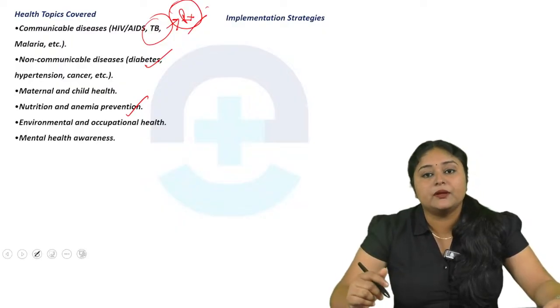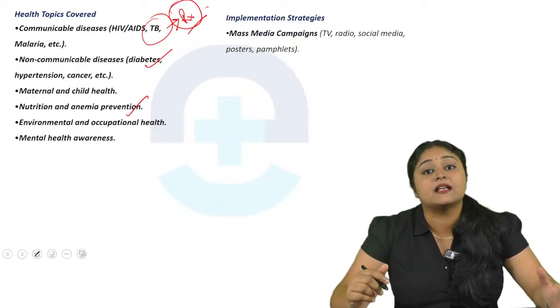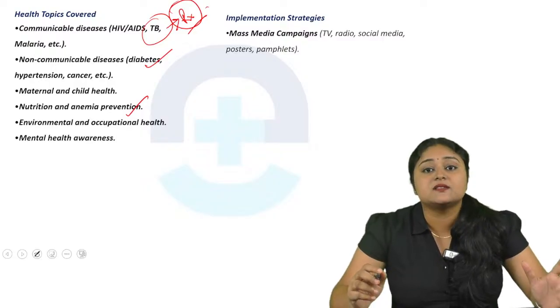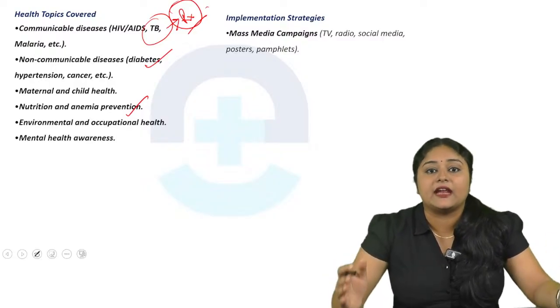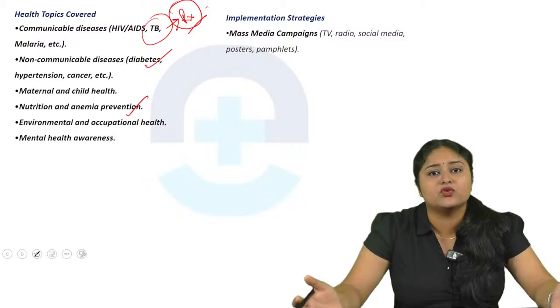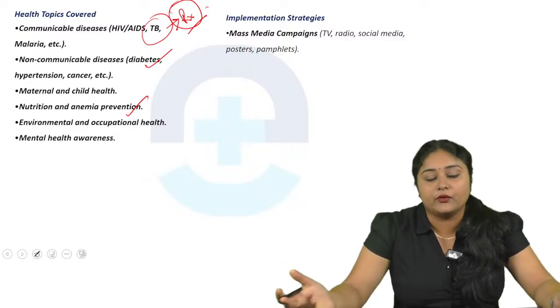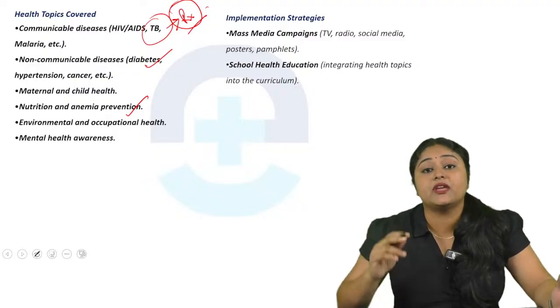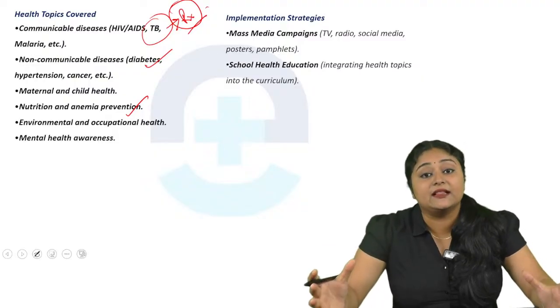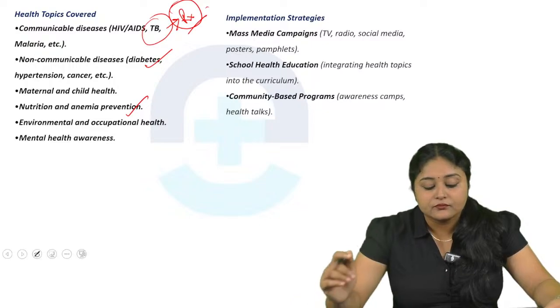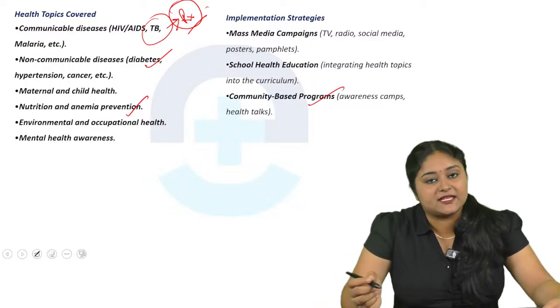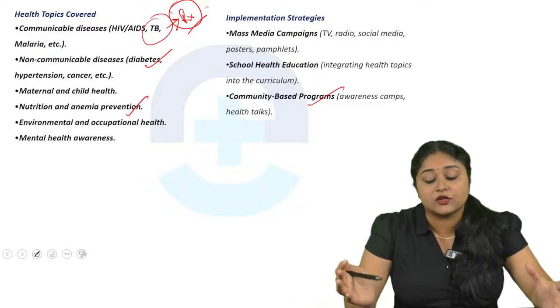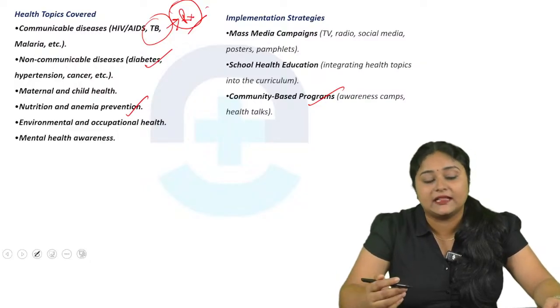Now come to the implementation strategies. Under mass media campaign, like TV, radio, social media, newspaper, poster, pamphlet, leaflet, everything we can do. Next come to school health education. In this we mainly have to integrate health topics into the curriculum. Now come to the community based program. Mainly we have to focus on awareness camps as well as health talks.